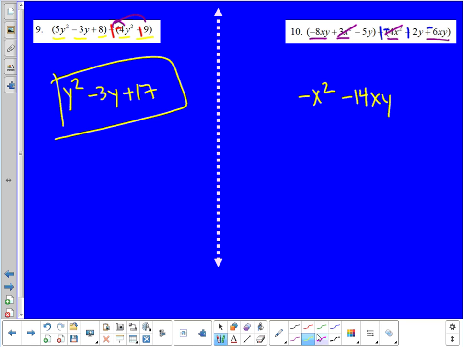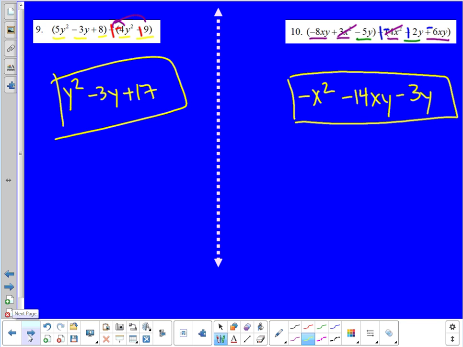Then I also have those y terms. Negative 5 and positive 2 now is negative 3. So negative 3y. So there is my answer. So let's talk about number 11, and then we will be all set for today.